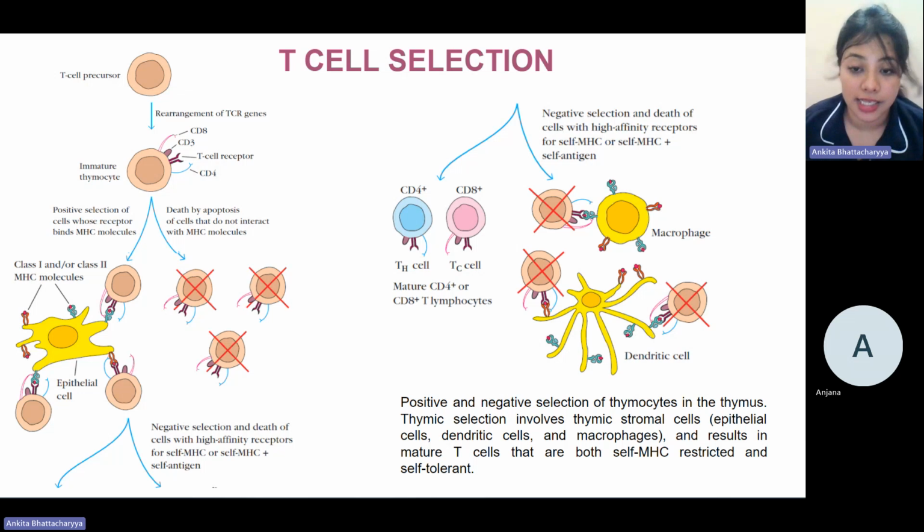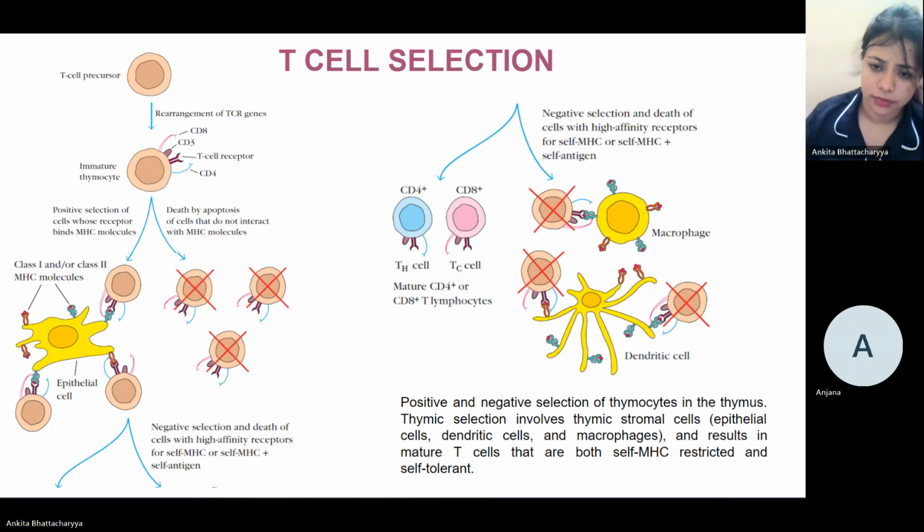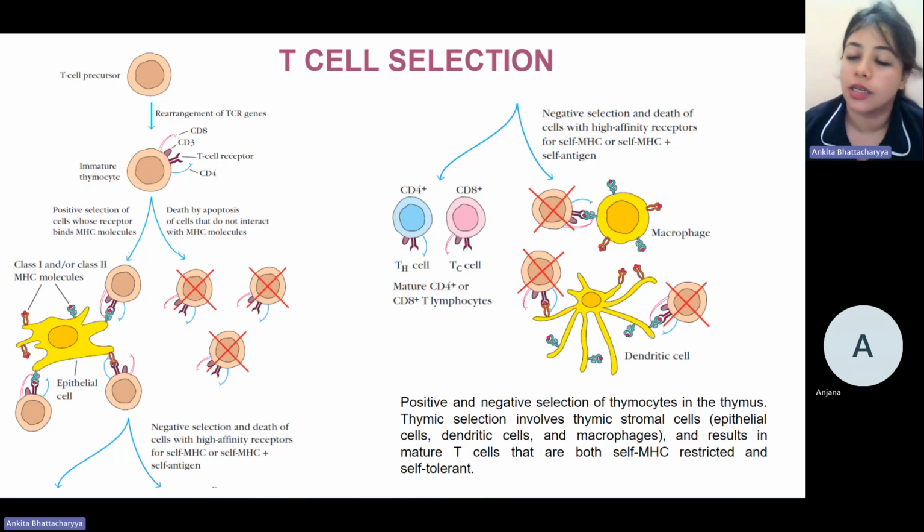So more than usual interaction or more than usual affinity between two proteins can be a dangerous thing. If that is the case, such thymocytes also need to be cleared from circulation. And effectively what you get is a repertoire of cells that are, A, self-MHC restricted and self-tolerant in nature.